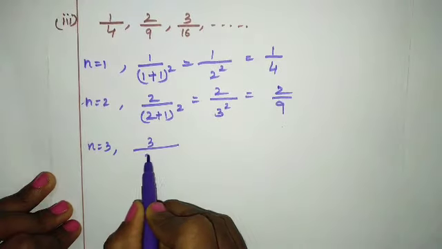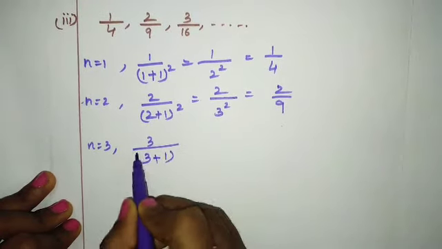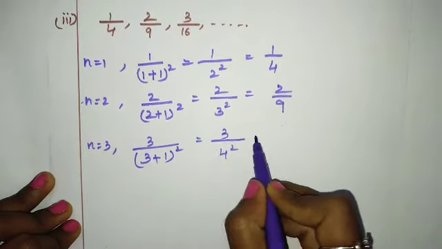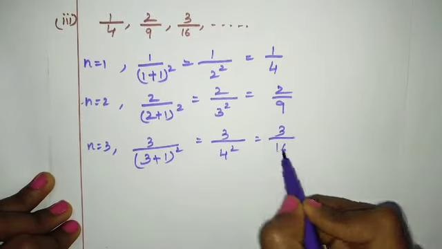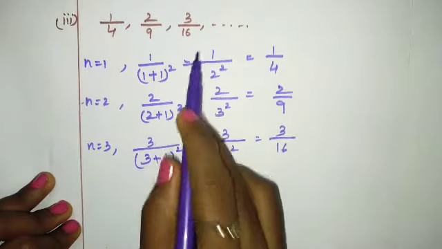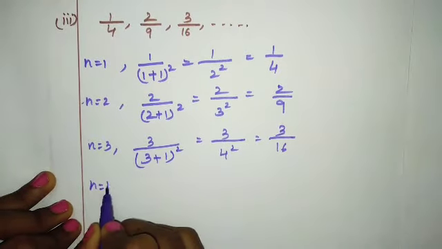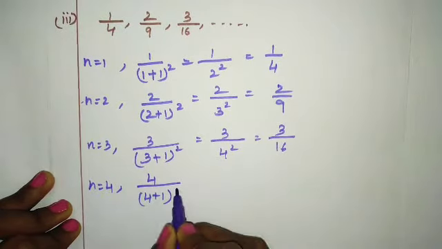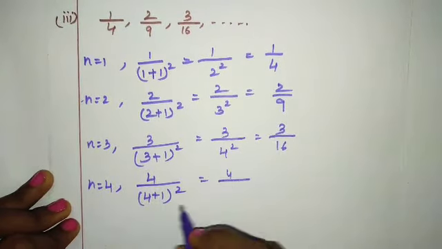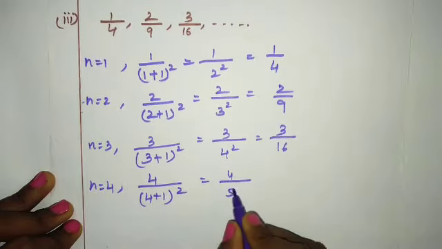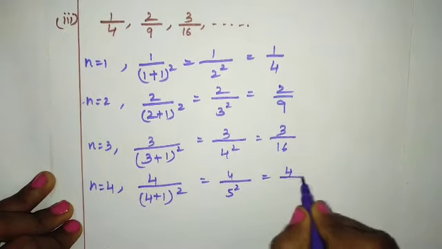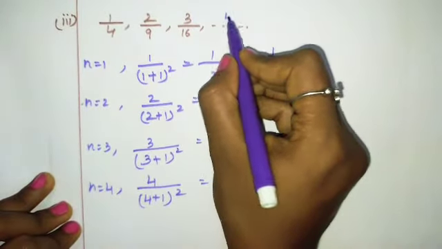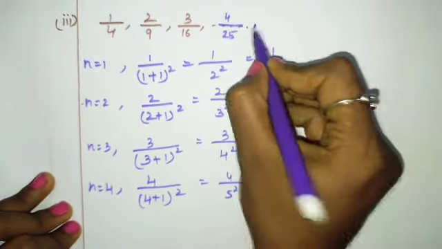Now I'll take n as 3. 3 divided by 3 plus 1 whole square. That is 3 divided by 4 square, and 4 square gives 3 by 16. Correct? We got the correct relationship. So now we'll take n as 4. 4 divided by 4 plus 1 whole square, 4 plus 1 is 5, 5 square is 25. So 4 by 25. So your next number should be 4 by 25.